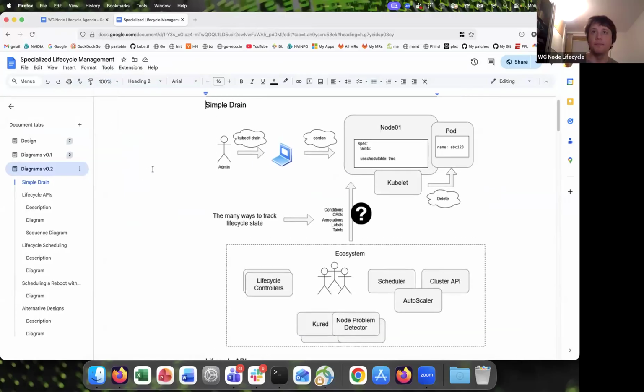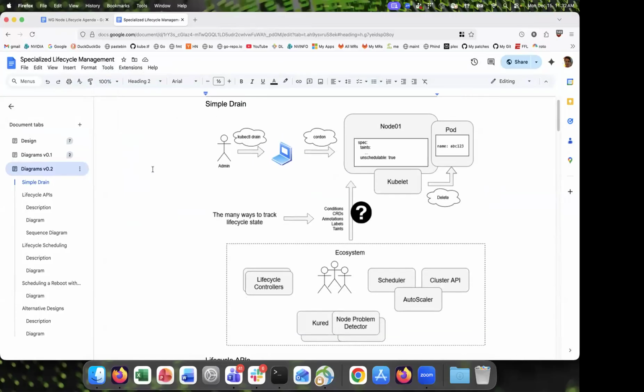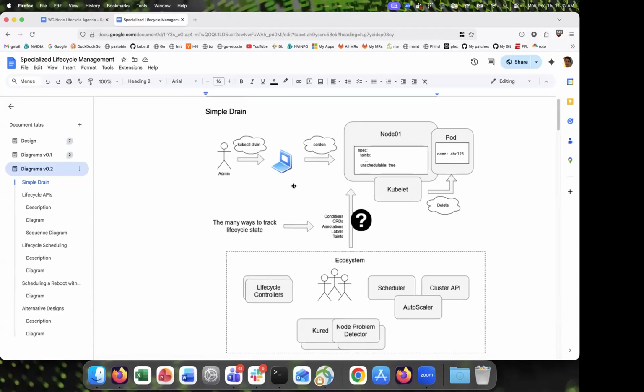That's fine. All right. So this is a picture of a simple drain. The top is the actual work. I'm highlighting this as kubectl drain. You're the admin, you're going to your laptop, you're running kubectl drain. That'll eventually cordon the node, and then all of the pods on your node will get delete calls. That interaction is pretty common, and there are several challenges with it.